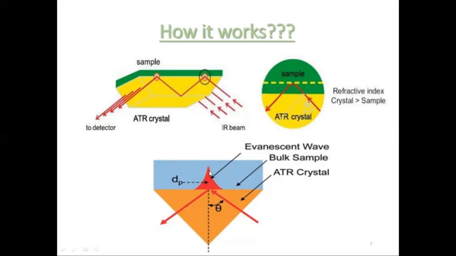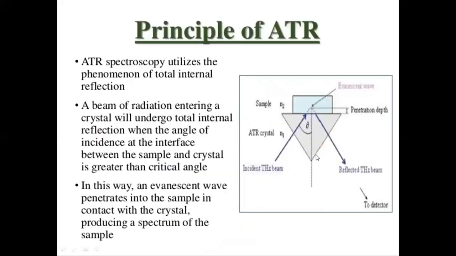So these penetrated waves are called evanescent waves, and this depth of penetration and angle of incidence are actually connected to each other. So ATR spectroscopy utilizes the phenomenon of total internal reflection. A beam of radiation entering a crystal will undergo total internal reflection when the angle of incidence at the interface between the sample and crystal is greater than the critical angle. In this way, an evanescent wave penetrates into the sample in contact with the crystal, producing a spectrum of the sample.